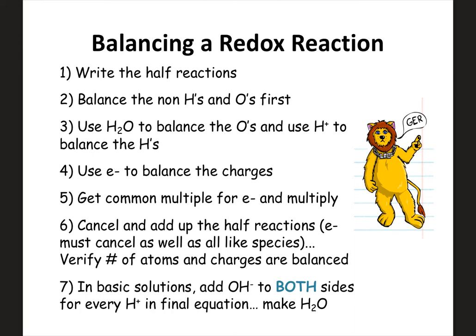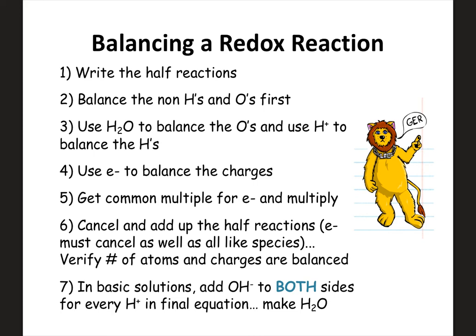Then the third step, we would use water to balance the oxygens. And then once all the oxygens are balanced in both, we use H plus to now balance all our hydrogens, all right? Water balances the oxygens first, and then H plus balances any hydrogens. Then we have to use electrons here in each to balance the charge for each half reaction. And I'll show you what this looks like, okay?